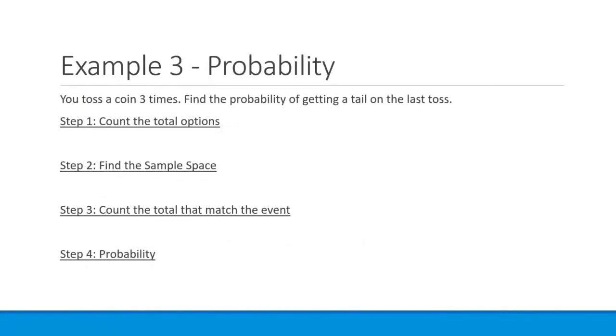Okay, so next example is actually find some probabilities. You toss a coin 3 times, find the probability of getting a tail on the last toss. So when you toss a coin, we've got 2 choices, heads or tails. So we're going to just look at how many choices that we have here. We're doing this 3 times. So 2, 2, and 2. So that is going to be 8 options. So I should have 8 things written down.